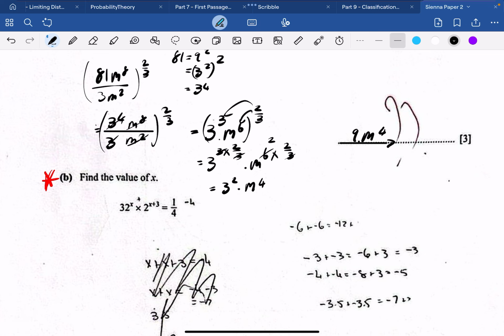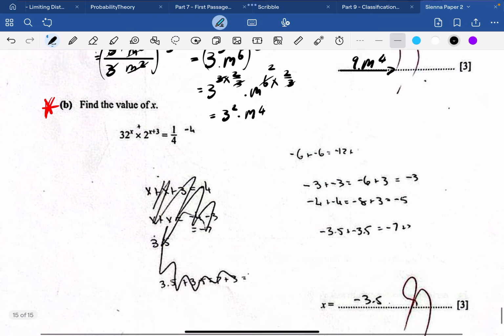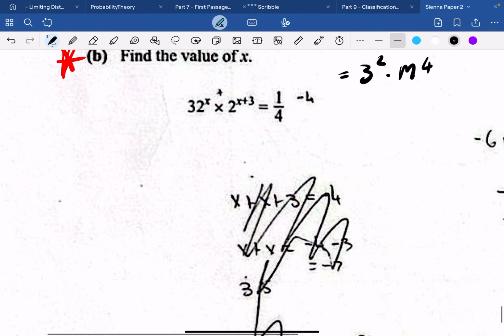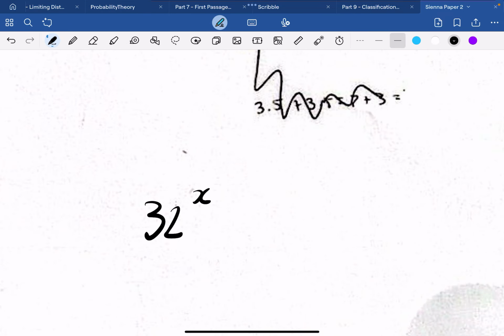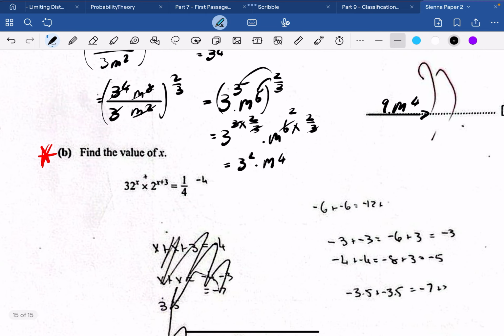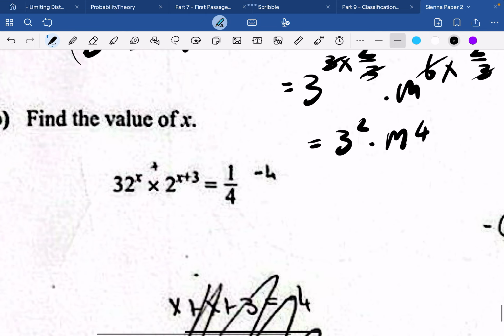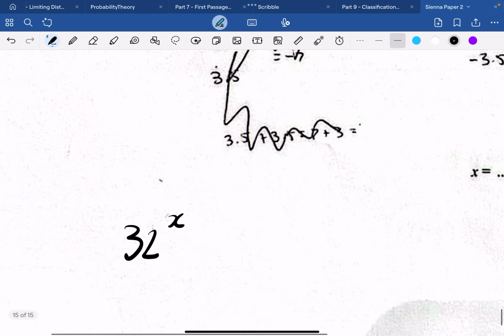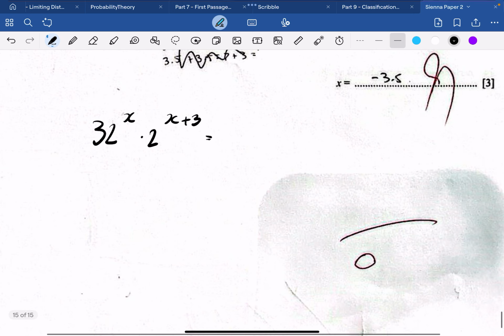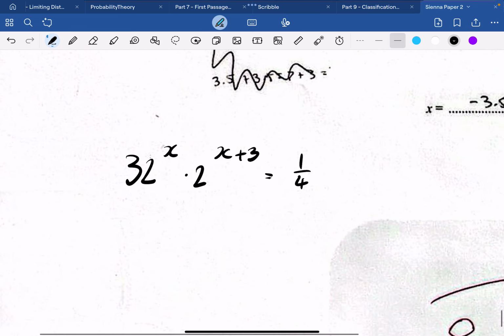Okay, now we need to find the value of x. Sounds like it's going to be a bit tough. Okay, so we've got 32 to the x times 2 to the x plus 3 is equal to 1 over 4. Okay, so first thing I notice is let me split this up. So 32 is the same as 16 times 2, we agree.